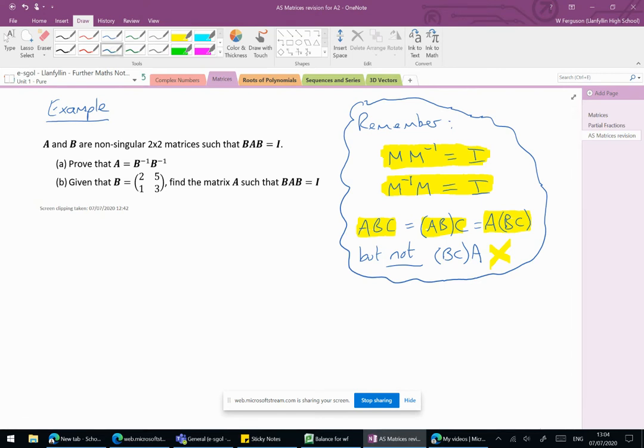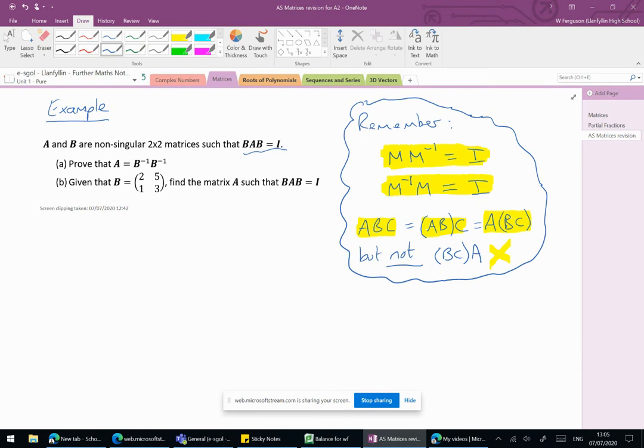So I've got A and B, two non-singular 2x2 matrices such that BAB is the identity matrix. I need to prove something about A. So what I'm going to do, this statement up here is a given for us, BAB is equal to I, so I can use that perfectly happily because that's been given to us as part of the information in the set up of the question if you like.